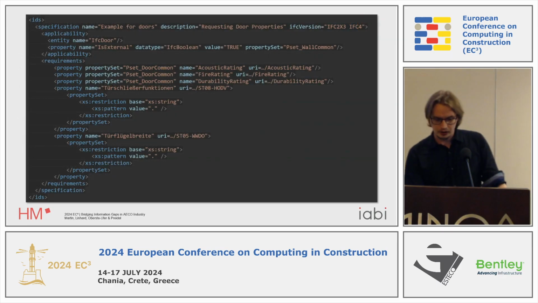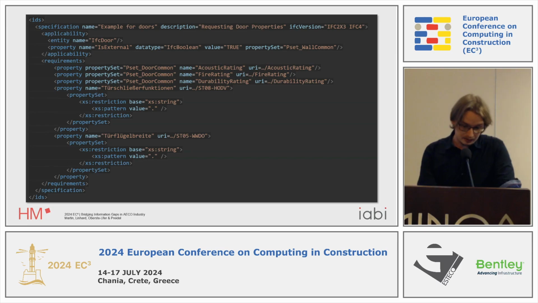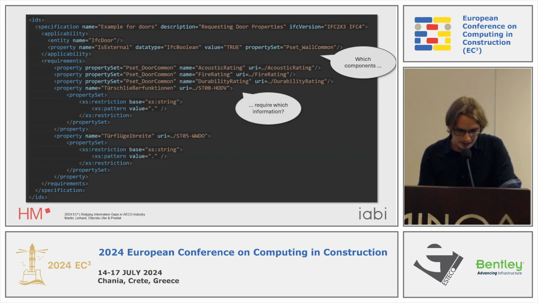So another screenshot, but a different use case this time. We can see we have an entity IfcDoor that is external, and we're again asking the question of which components require which information. So we have the property set Pset_DoorCommon, and there are different properties assigned to it. For example, we have acoustic rating and again the fitting URI.